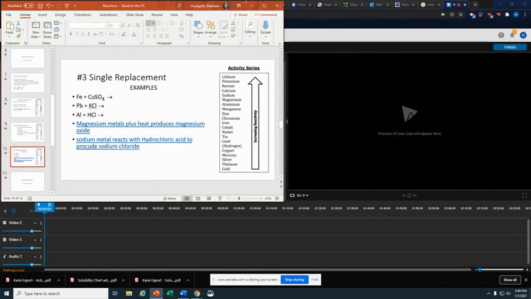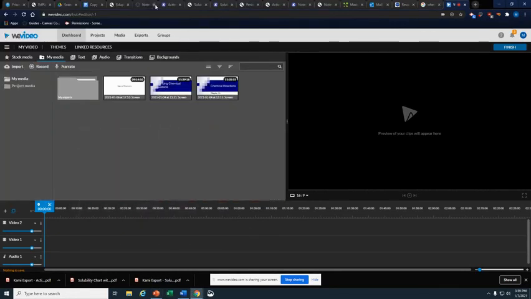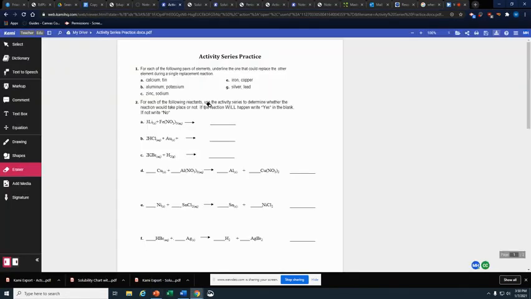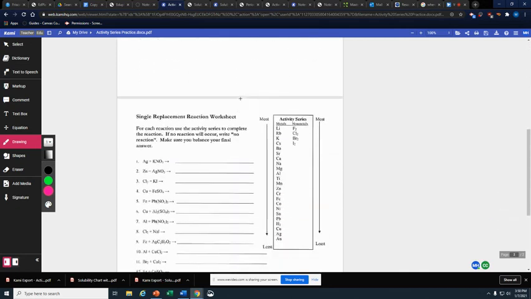And the practice is going to be pretty cool. So we have practice right here. And let's go for this pretty pink color. All right. So for this activity series practice, for each of the following elements, underline the one that could replace the other. And we know from what we've already learned, whatever's higher up can replace.